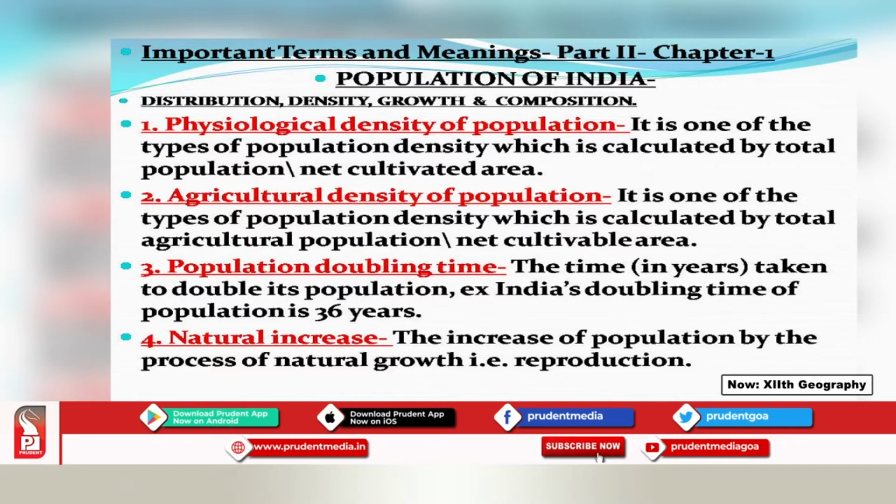Population doubling time. It is the time taken to double the population of any particular region. For example, India requires only 36 years to double its population. Next is natural increase. It is regarding the growth of population. The increase of population by the process of natural growth, that is reproduction.